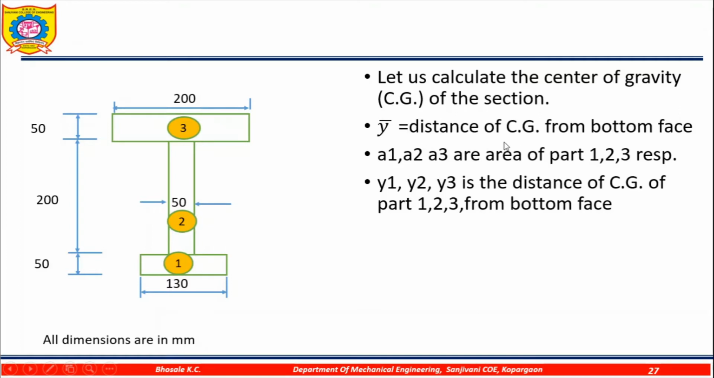Y bar is the distance of the CG from the bottom face. So you can find out the Y bar either from the bottom side or from the top side. A1, A2, A3 are the areas of parts 1, 2, 3 respectively, and Y1, Y2, Y3 are the distances of the CG of parts 1, 2, 3 from the bottom face.